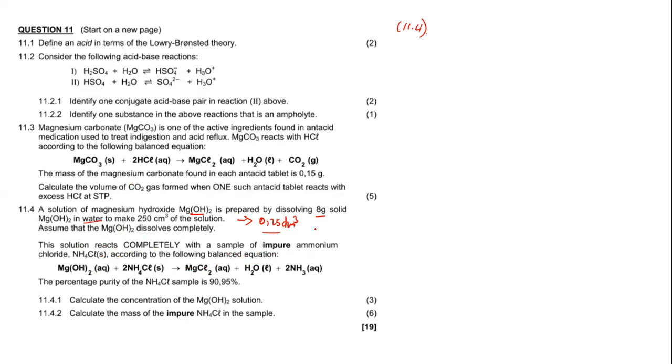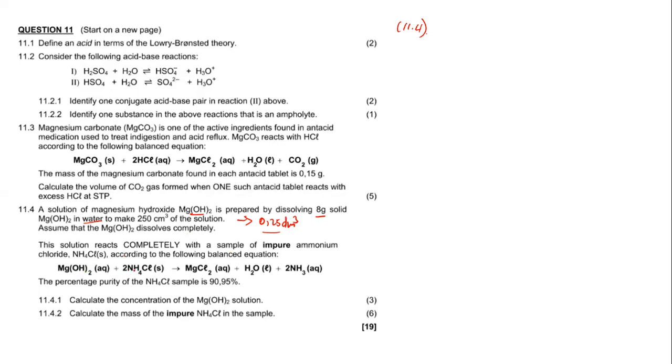So apparently the solution that we prepared here will react with impure ammonium chloride. When they say impure, that means it is not purely ammonium chloride. It has other substances attached to it. You will see when you work at the mines as chemical engineers, you're going to work with impurities that you have to extract.